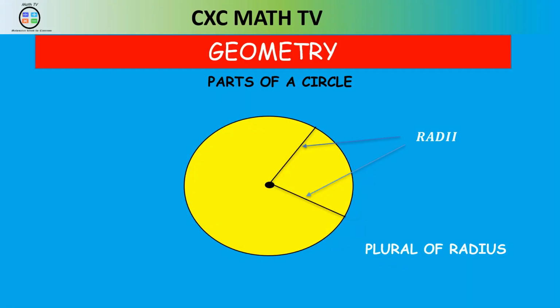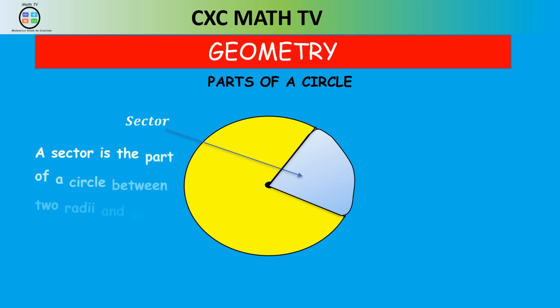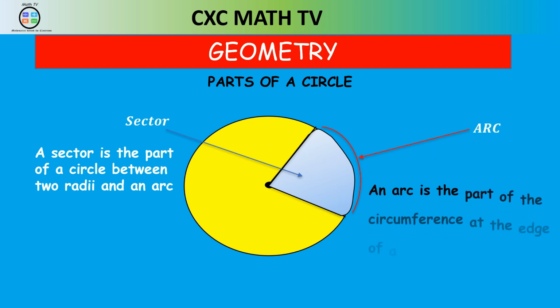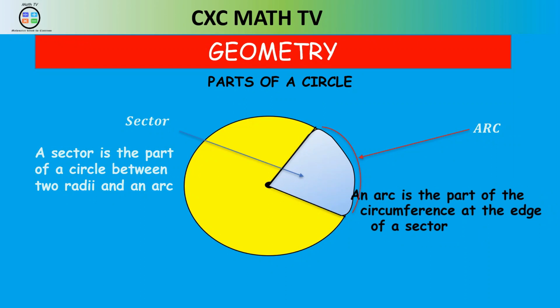Alright, the next thing to look at is this gray area right here. We put that in gray. You notice that there are two radii around it and the curved portion of the circle. That is known as the sector. A sector is a part of the circle between two radii and an arc. So as you see, we put the little red around. That part of the circumference is known as the arc, and an arc is just a part of the circumference at the edge of a sector.